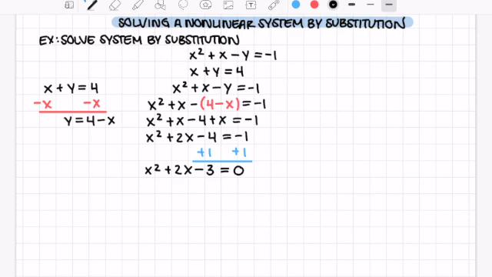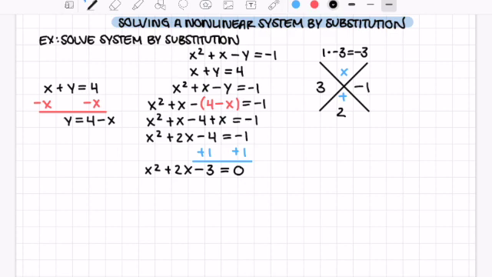So from here, I want to determine if this is factorable first. If it's factorable, that would be the easier way of going about it. So I'll check using the cross method and seeing if there are any two numbers that can multiply to get 1 times negative 3, which is negative 3, and add to get positive 2. And I do know that we can use 3 and negative 1.